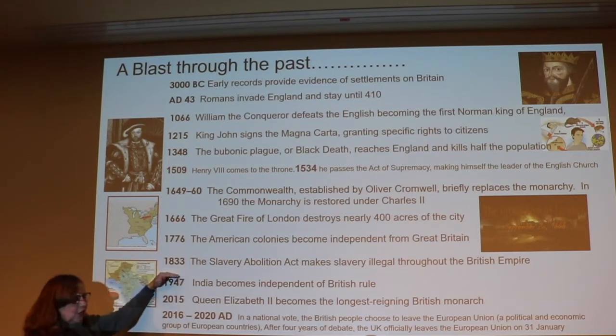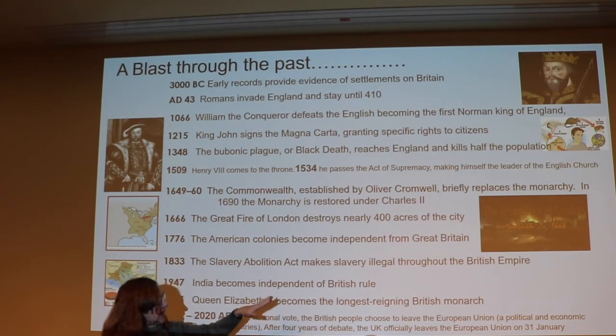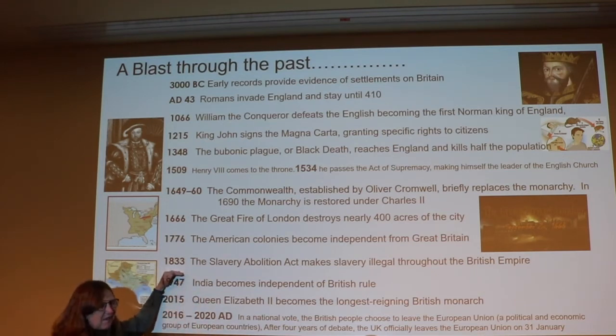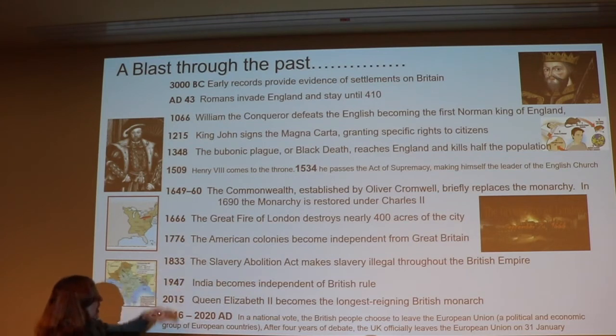And in 1833, the Slavery Abolition Act makes owning slaves illegal throughout the British Empire, which is a great thing. It took us a little longer. We were in 1864, I think. So we were about 31 years after to abolish slavery. They abolished slavery in 1833.